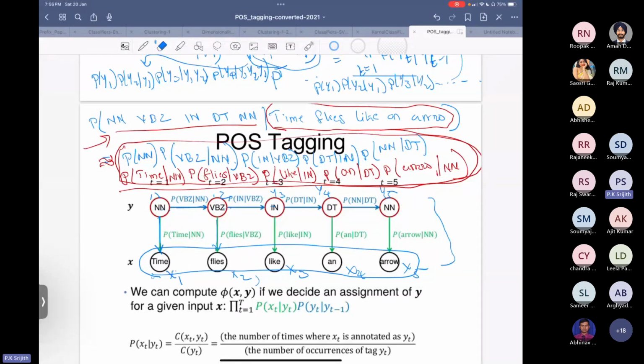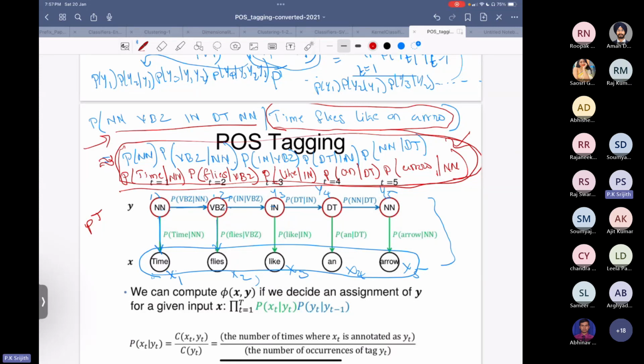Yes, the number of different tag sequences you need to consider is in the order of P raised to T, and you need to compute these values across all of them, which makes inference very slow. But fortunately, the structure of the hidden Markov model provides us a way to perform this inference very efficiently. In fact, we will see that soon.